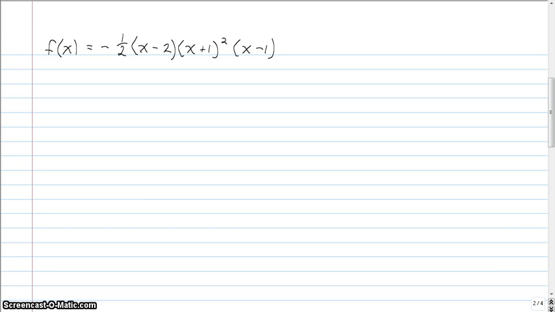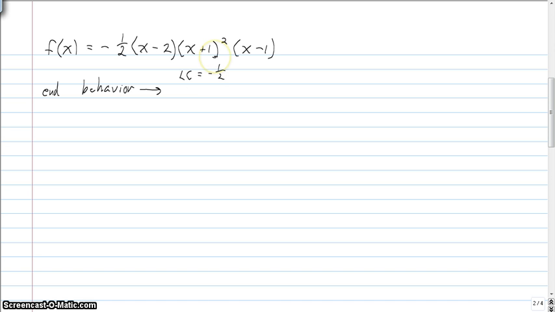Alright, so in this video our goal is to draw the graph of the polynomial function that's on the screen. And so the way we start when we go to look at the graph is we're going to start with the end behavior of the function. And so we've got to look at the leading coefficient, which is -1/2.